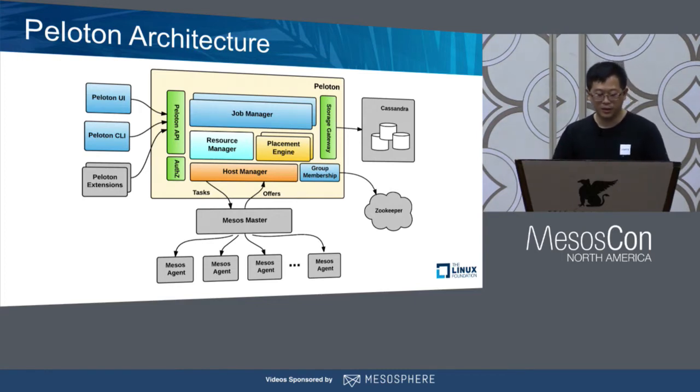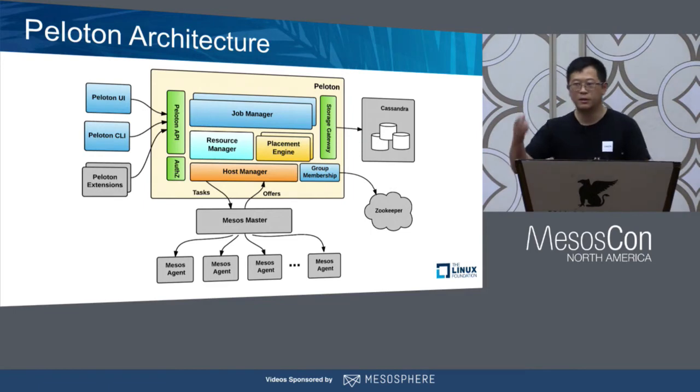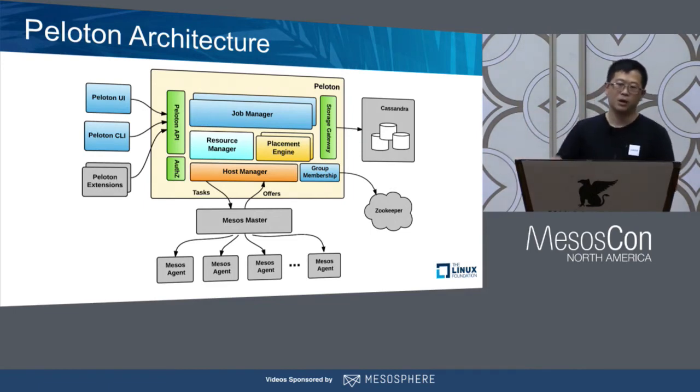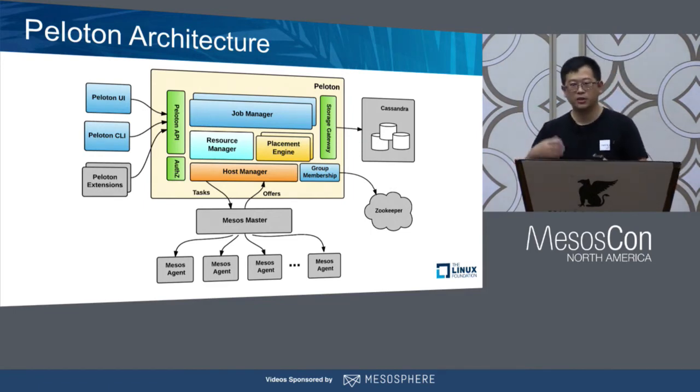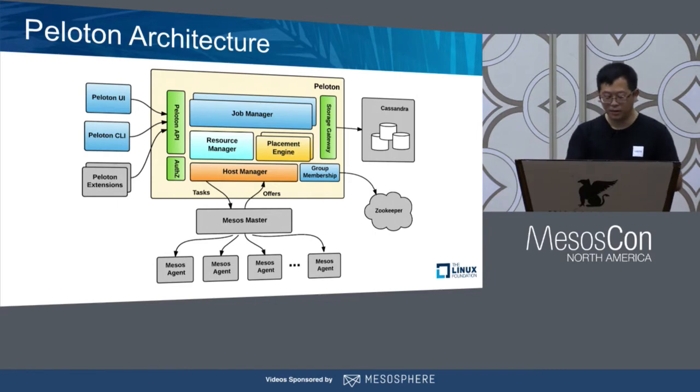And then for the job manager, we manage the lifecycle of the job and tasks. And all that metadata, like a job's configuration or task configuration, as well as the runtime, is saved in Cassandra, so you can do lots of search and indexing on that.